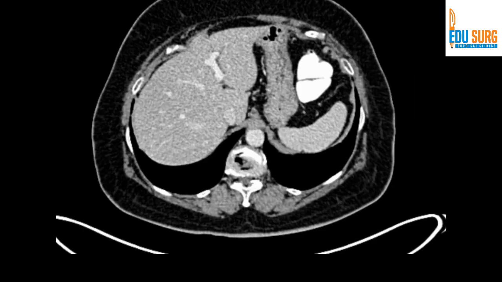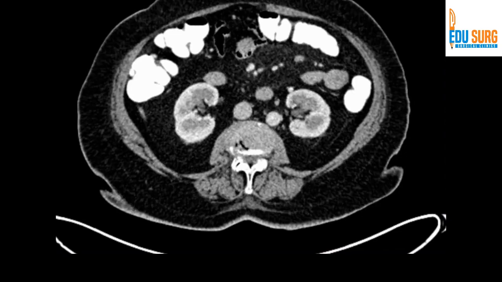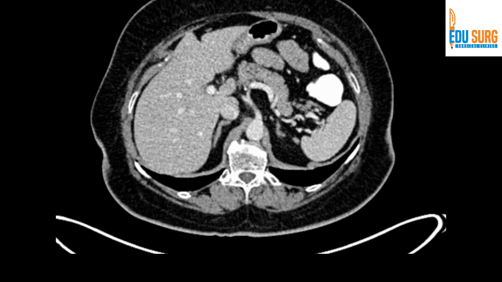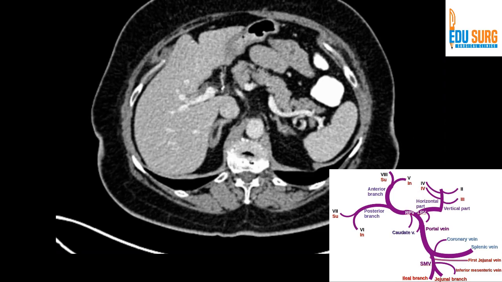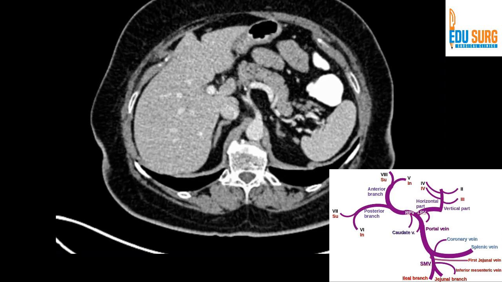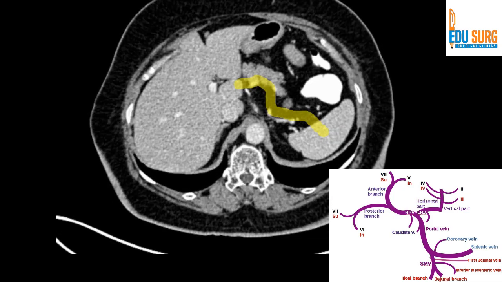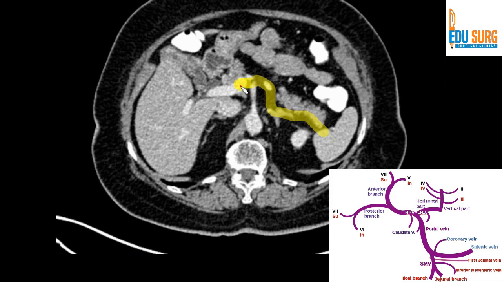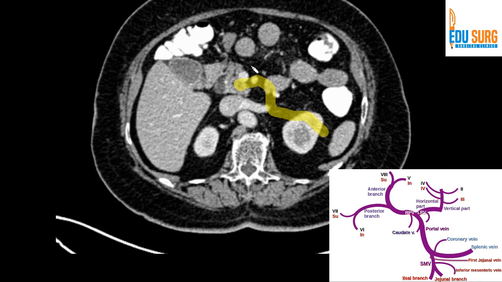So now we will see the same branches in the axial cut. As I said, you should be able to see the branches in all cuts. So now you already know that we are going to see the splenic vein. This is the splenic vein, which is joining the portal vein. There it is joining the SMV.